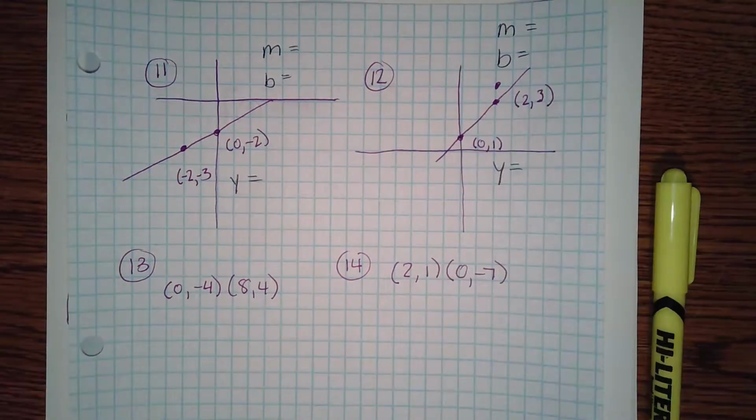So pause the video again. I want you to get the slope for number 11 and number 12. Now they are both positive, so you don't have to worry about changing the sign because if you read from left to right, they're positive. All right, take a moment, pause your video.